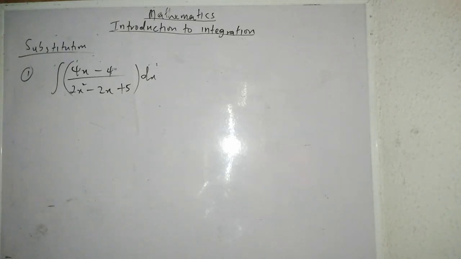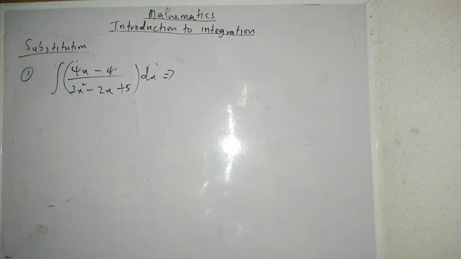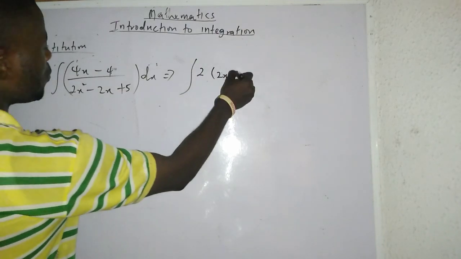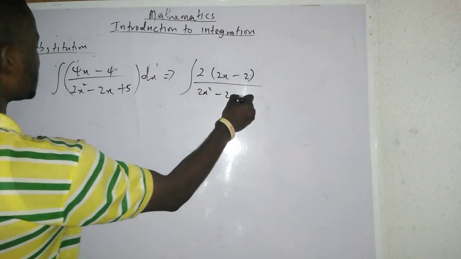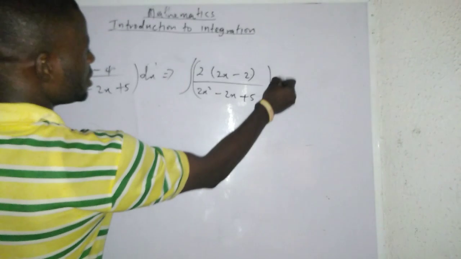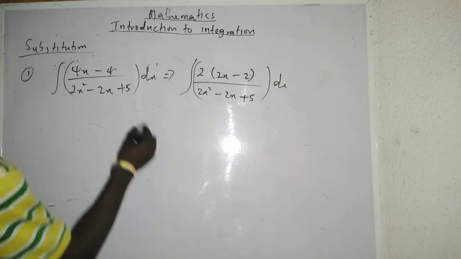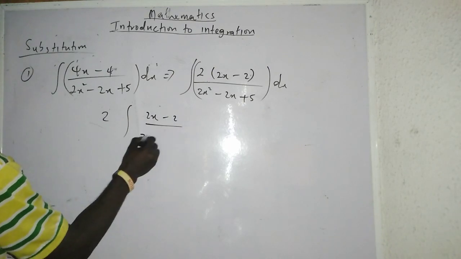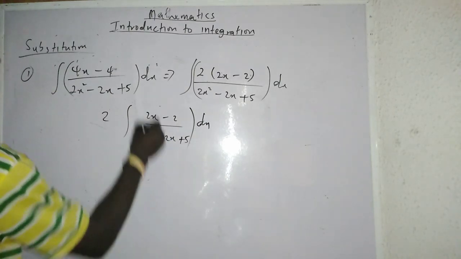Do you know that I can do something like this here? You have to learn how to think if you have to do integration. Integration is very, very technical; it is very complex if you don't know how to think. Do you know I can return this to 2 bracket of 2x minus 2 over 2x squared minus 2x plus 5 with respect to x? Yes, it's possible. Now, this 2 can come out of this.